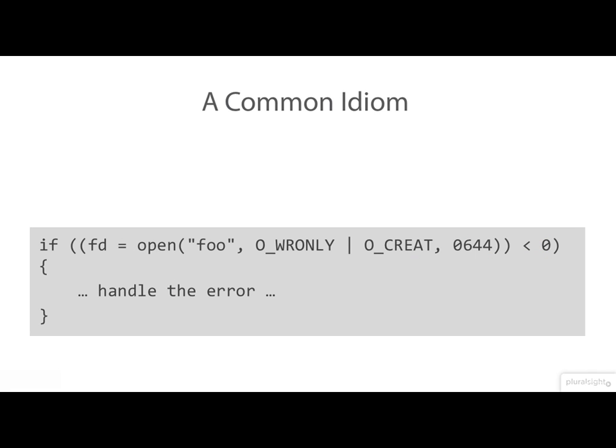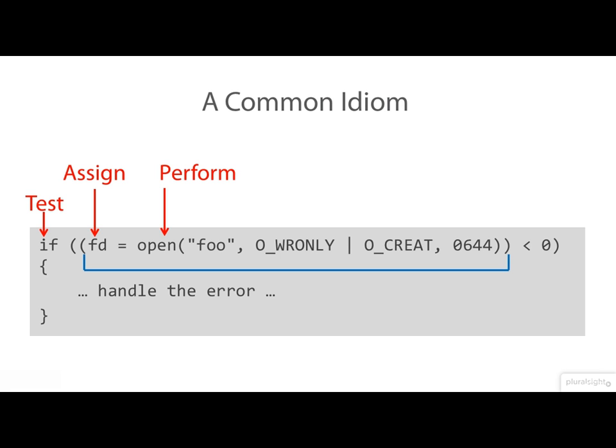Now, because in C an assignment statement also returns a value, that is, the value being assigned, it's common to see the system call and the error test combined into a single line of code, as we see here. This perform, assign and test idiom is extremely common in C code. Note that this extra pair of parentheses is essential. Without them, the code would call open, test that value for being negative, and then assign the Boolean result of that comparison to fd, which is not what we intended at all.